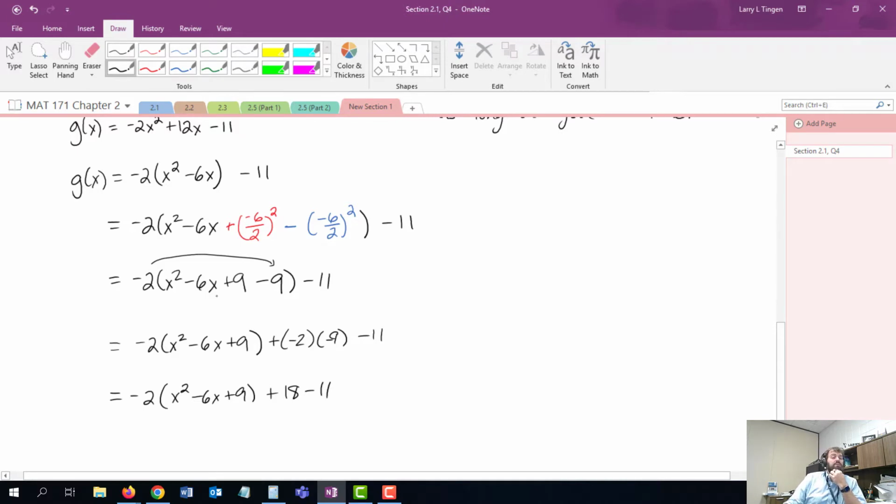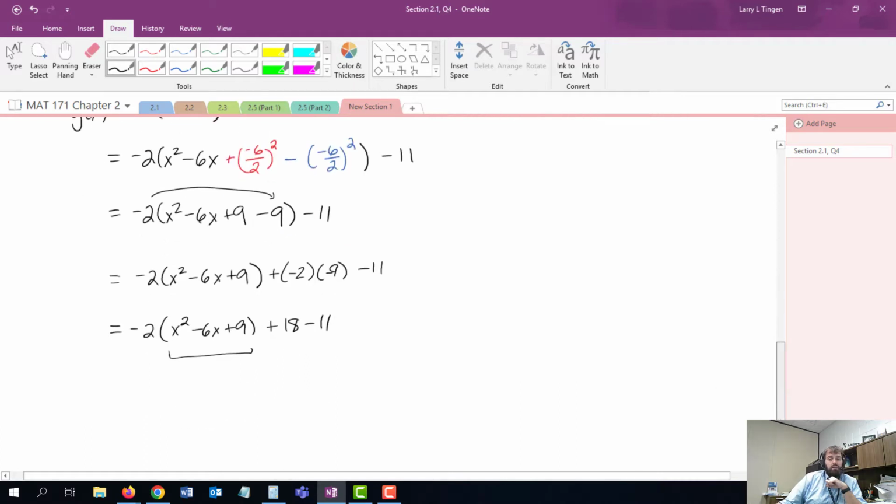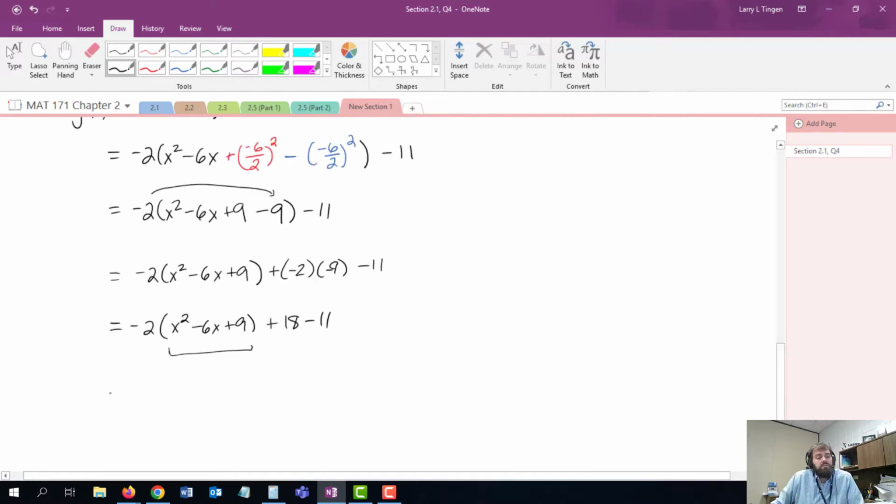So I can't factor it right here because I have 4 terms, but that negative 9, once I got it outside, this is a perfect square. And this is exactly what we expect to happen each time. All right, what is the perfect square? That's x minus 3 quantity squared. And then 18 minus 11 is 7.